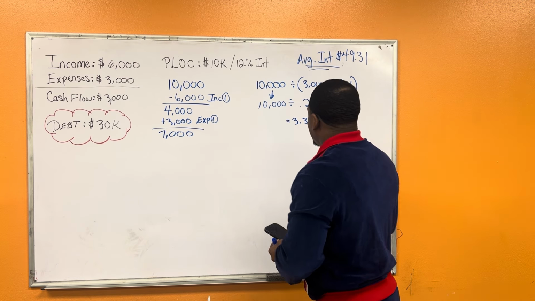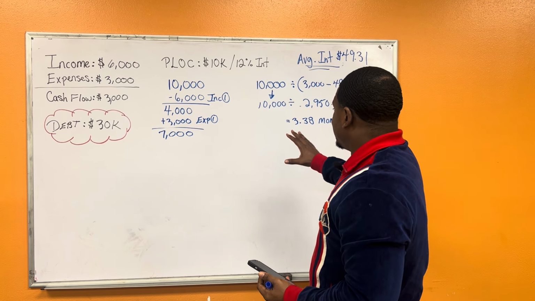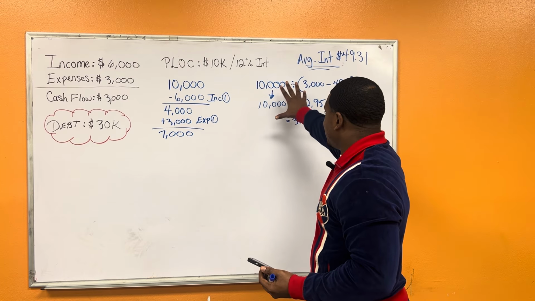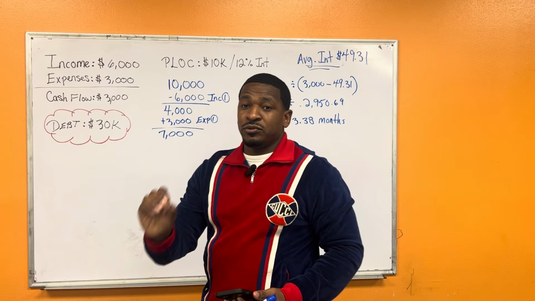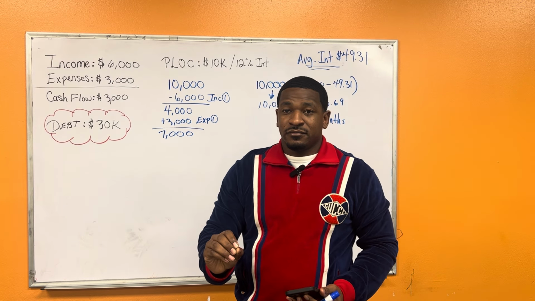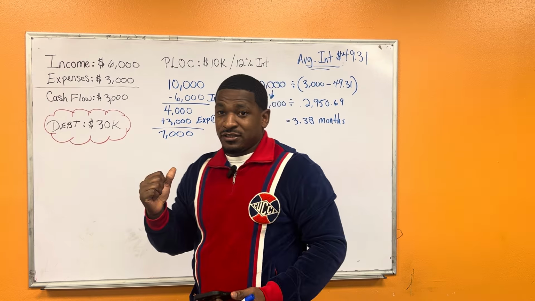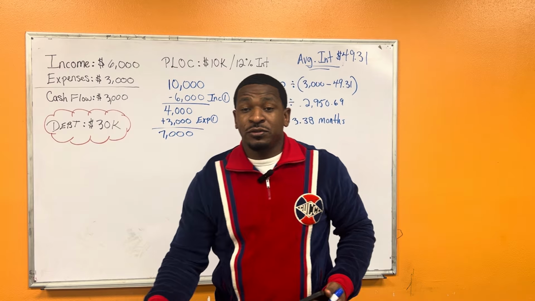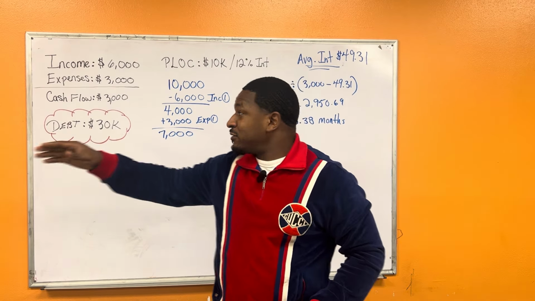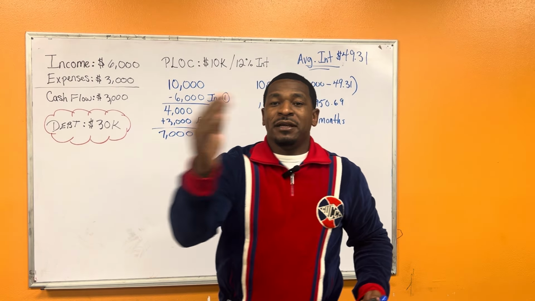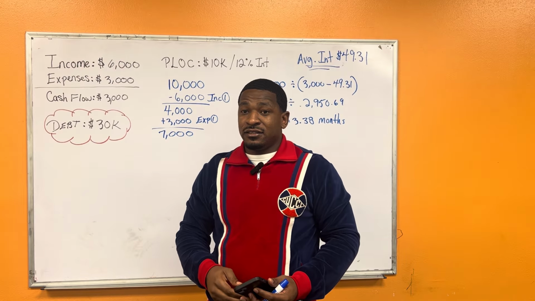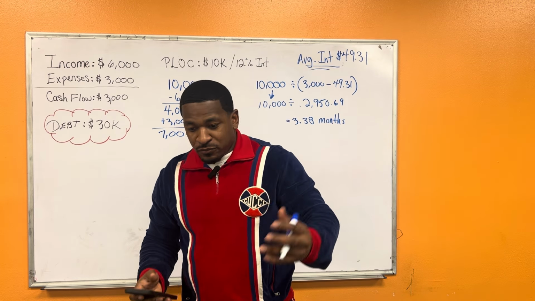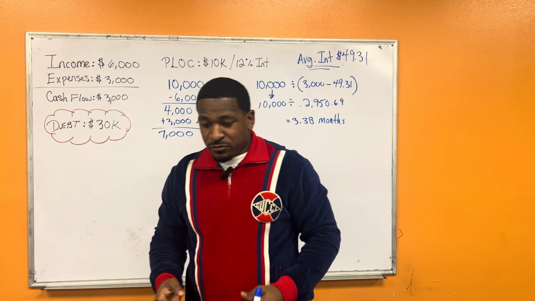So basically, it would take me to pay off the $10,000 personal line of credit. It's going to take me 3.38 months in this situation. And then after those 3.38 months, we go back and make another chunk payment to our $30,000 debt. So we're going to get to that as well.